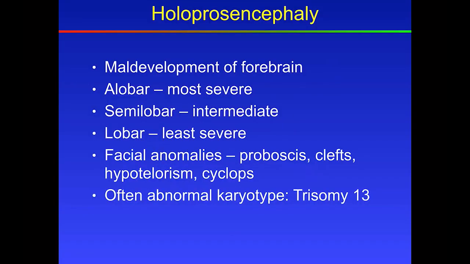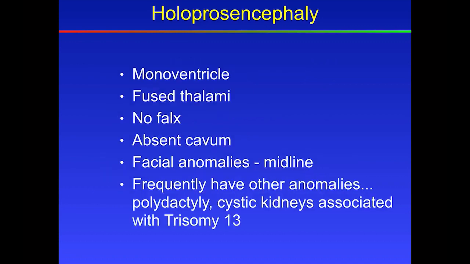Okay, moving on to holoprosencephaly. This is maldevelopment of the forebrain. You can be alobar, a most severe type, semilobar, an intermediate type, or lobar, the least severe type. They often have facial anomalies like a proboscis, cleft lip and palate, hypotelorism, and even on to cyclopia, and they can be associated with trisomy 13. We look for the monoventricle of holoprosencephaly, fused thalami, no falx, an absent cavum septum pellucidum, facial anomalies that we just discussed, and then any other findings associated with trisomy 13 like polydactyly and cystic kidneys.